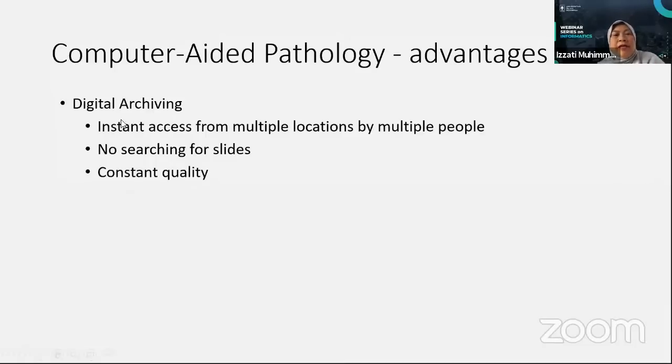Okay, but having digital archiving by scanning the slide gives instant access for multiple people at multiple locations to diagnose those images. And then there is no searching for slides, because when they are put in a box, although you arrange them in a certain way, when you want to review one, you need to search which slide is in which row, in which column, and we have to check the correct label. So it's not easy, direct access to the image.